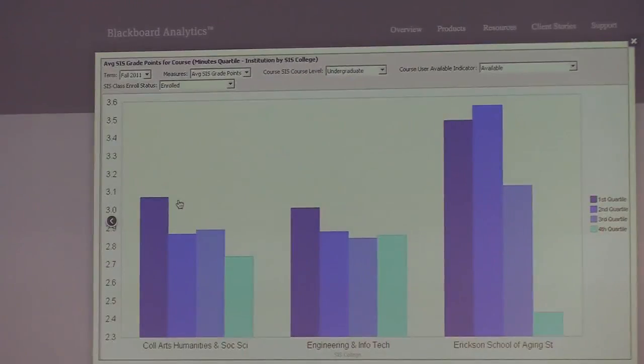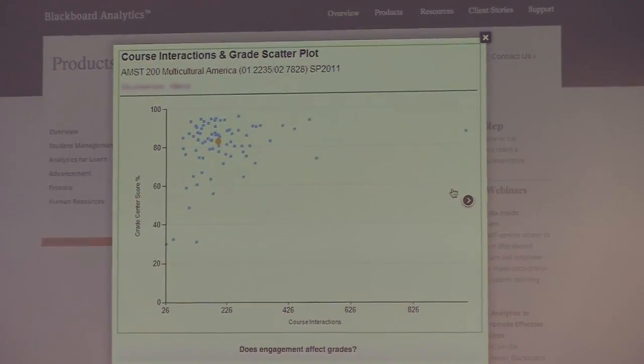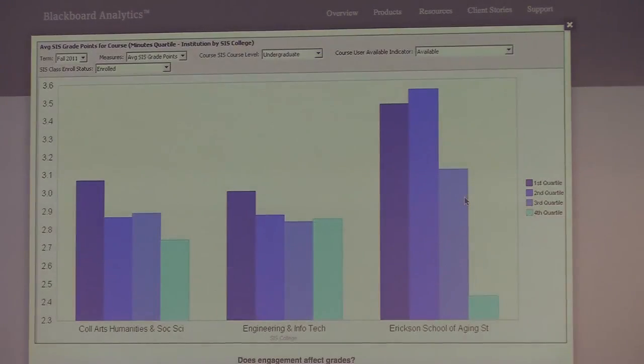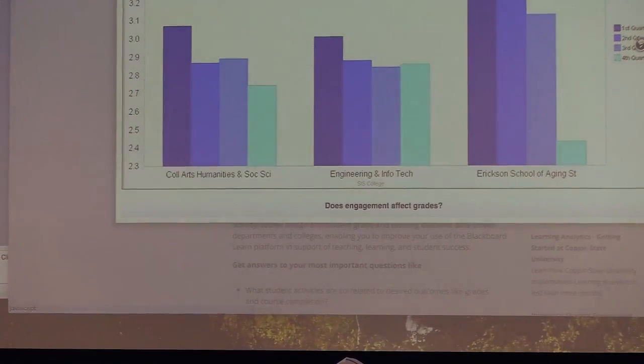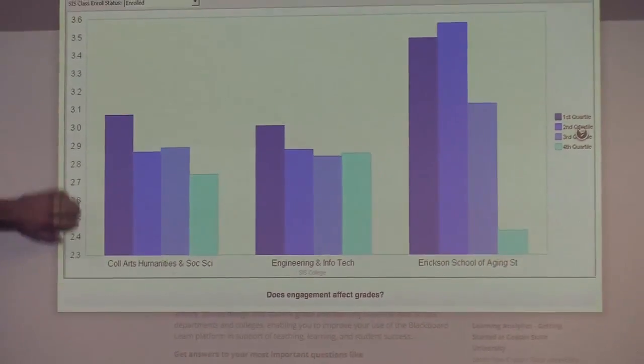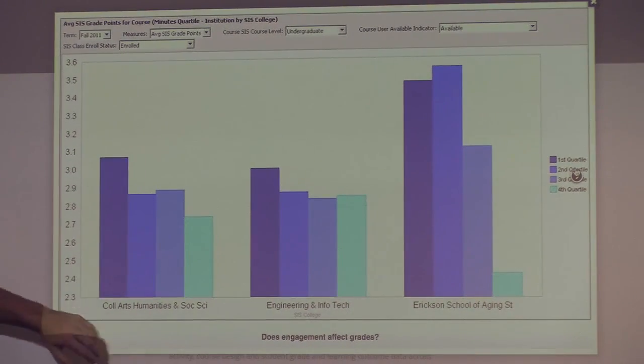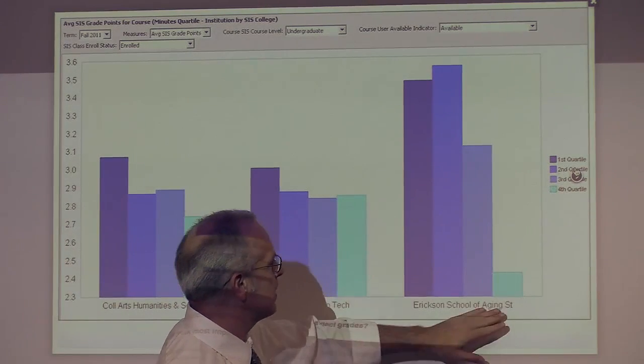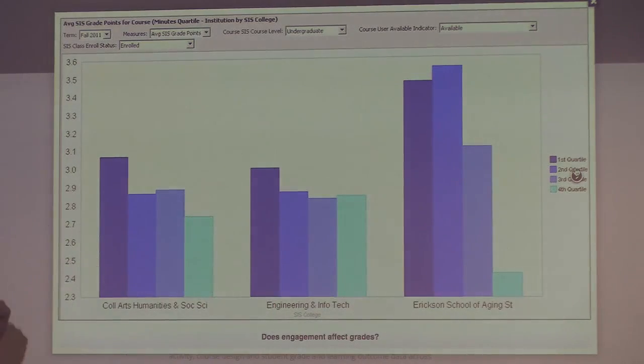That chart is representing what data, Dave, from just a class? Like that's all the students in the class aggregated? Yeah, this says it's from AMST 200, Multicultural America. So it's a single course worth of data. Average, so this is kind of GPA points at the side here. Average SIS grade points for the course divided into quartiles. So for the Erickson School of Aging Studies, the fourth quartile was at 2.4.